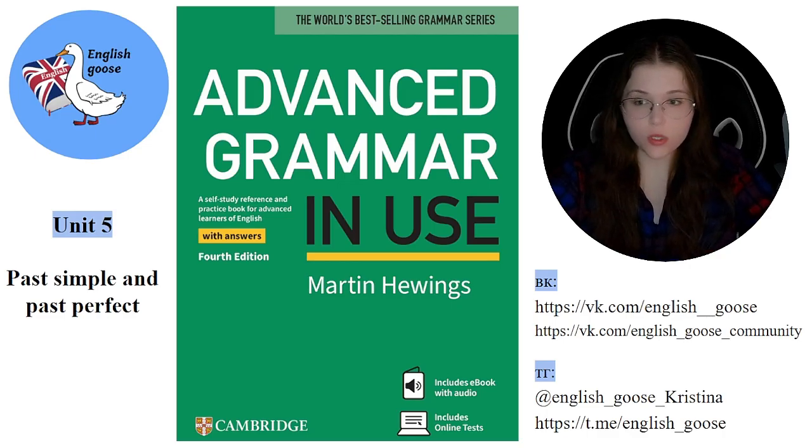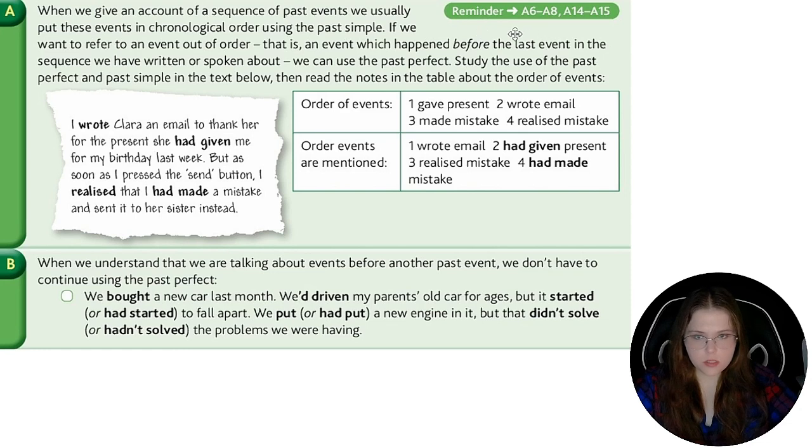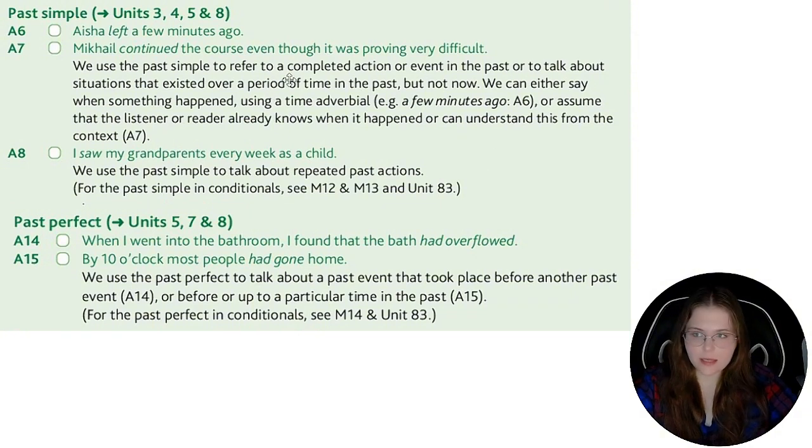In today's lesson we'll discuss the 5th unit of Advanced Grammar in Use, and we have past simple and past perfect on the agenda. Let's jump right in. Now let's repeat the reminder block A6, A8 and A14, A15 to make sure that we do remember what exactly past simple and past perfect are.